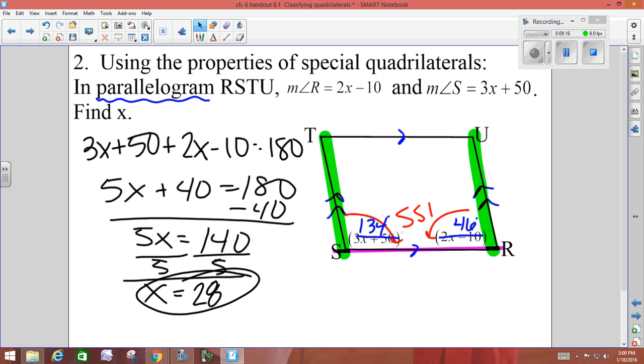Next one on the other side. It says, judging by appearance, classify A, B, C, D in as many ways as possible. So most likely you'll have more than one answer. Doesn't mean you'll have more than one answer, but when it says in as many ways as possible, start at the top of your quad tree. What's at the very top of your tree? A quad. Can you call A, B, C, D a quad? Okay, then write that down, quad. That's one classification for it. It has 4 sides. We classify it as a quad.